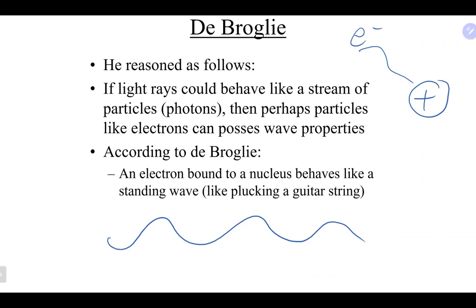There are also, in a wave, places where there's no amplitude, and those are what he referred to as nodes. And those are places where it gets really close to the nucleus.